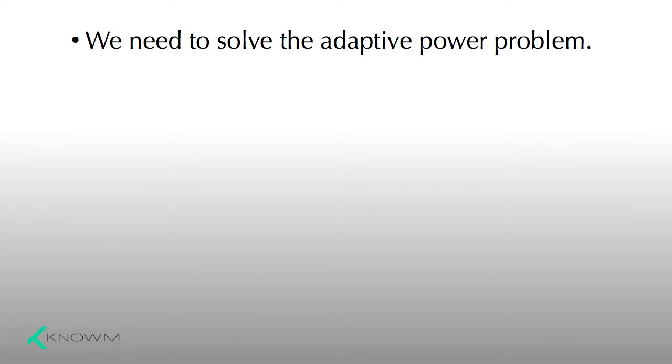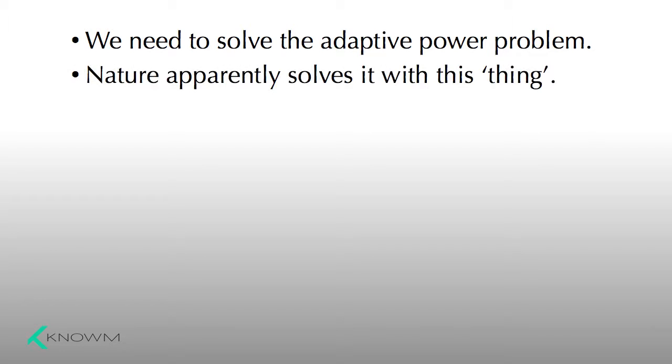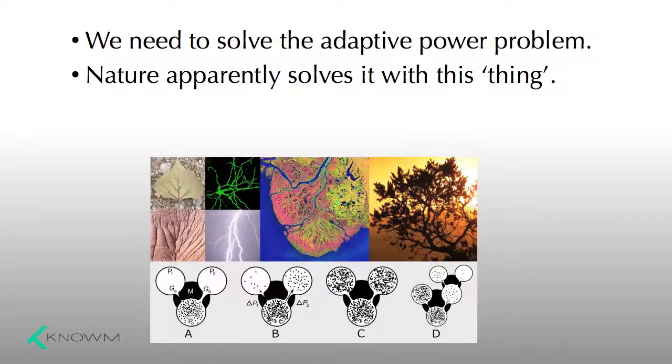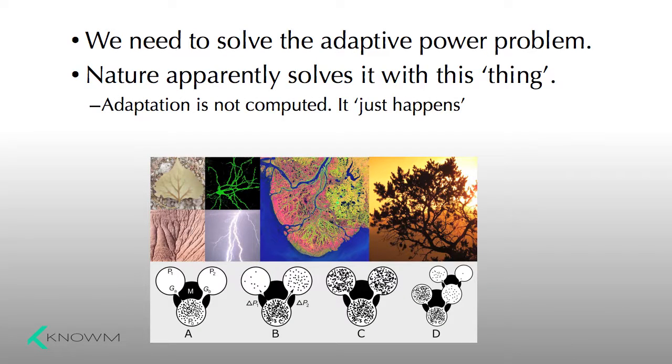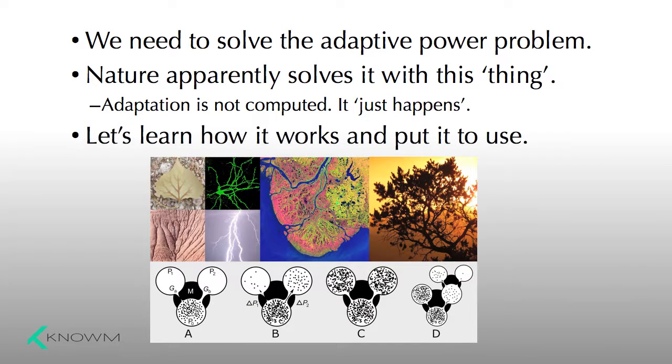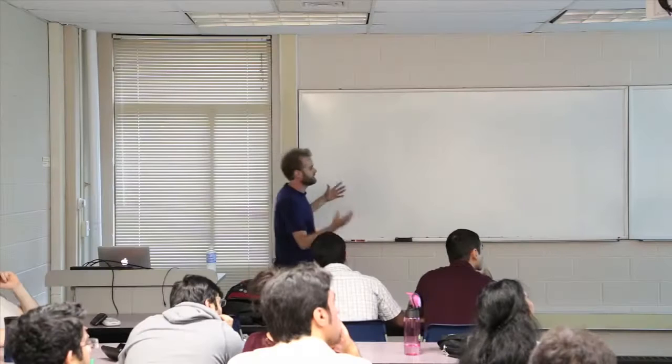So if we want to make very efficient learning adaptive systems, we want to solve this adaptive power problem, how are we going to do it? Well, I think that nature solves it, and I think nature has a universal adaptive building block. I think it's this thing. Adaptation is not computed. You're not shuttling information back and forth. It just happens. It's spontaneous. It's self-organized. So let's learn how this thing works, and then let's put it to use. Let's get it to work for us. Okay, so you have to give things names.